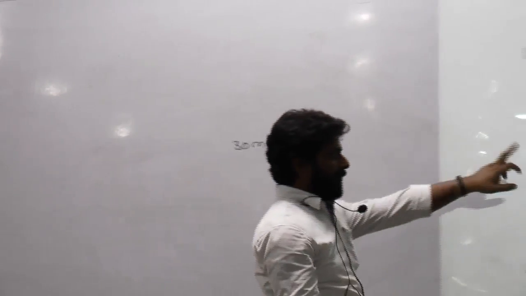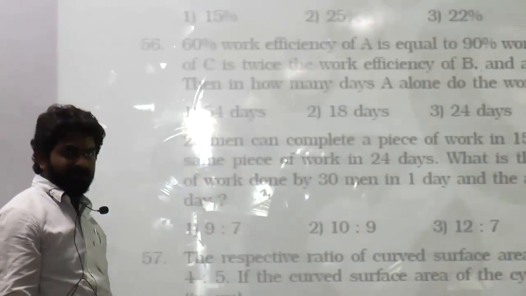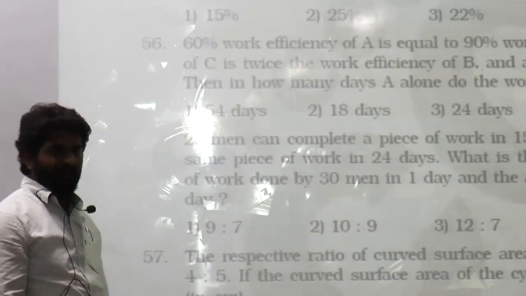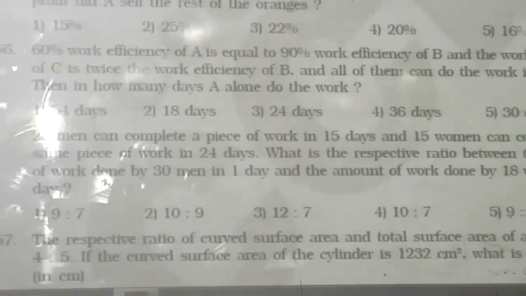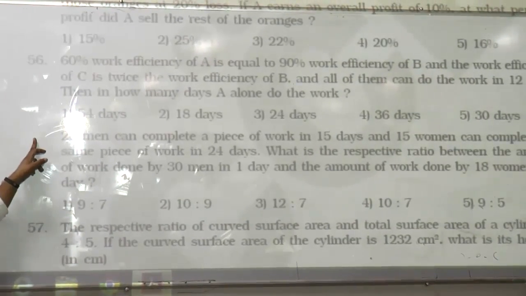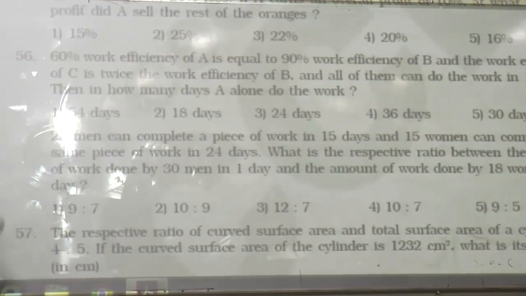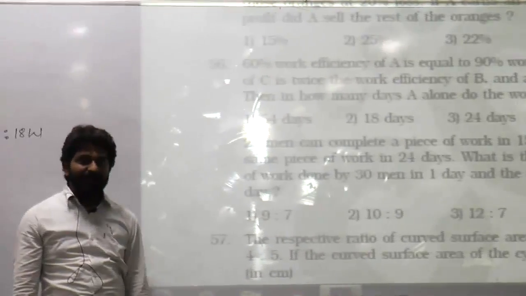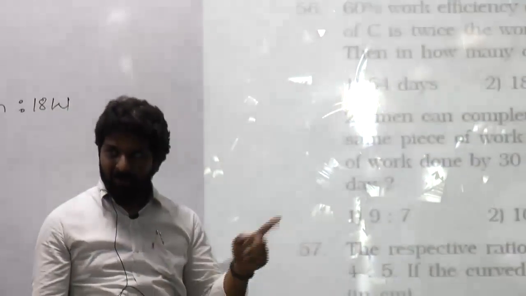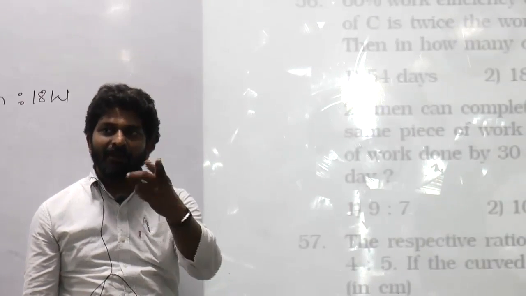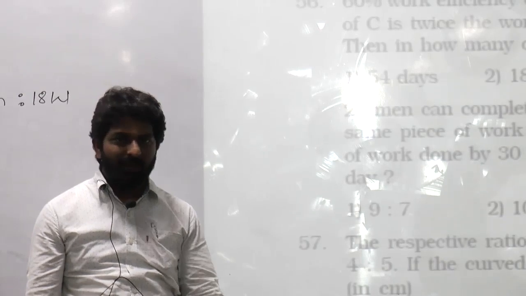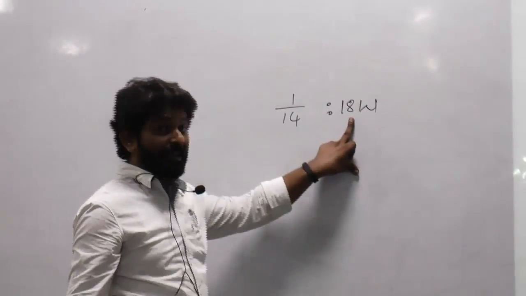Come here. 28 men can complete the work in 15 days. Change it. 15 men can complete the work in 28 days. If X men can do the work in Y days, Y men can do it in X days. 15 men can do it in 28 days. 30 men can do it in 14 days. Yes or no? 30 men can do it in 14 days. What about the one day work of 30 men? It is 1 by 14. So, the one day work of 30 men is 1 by 14. Now you have 18 women.